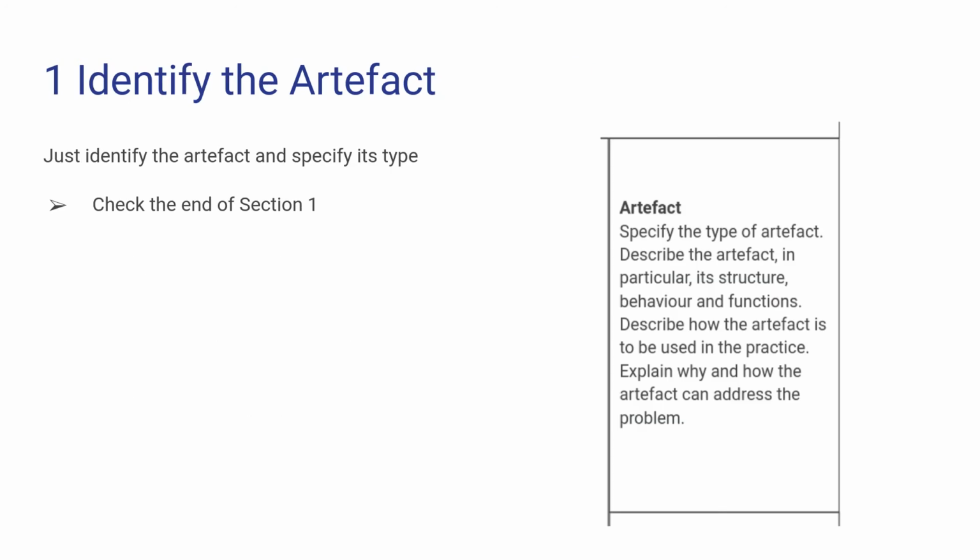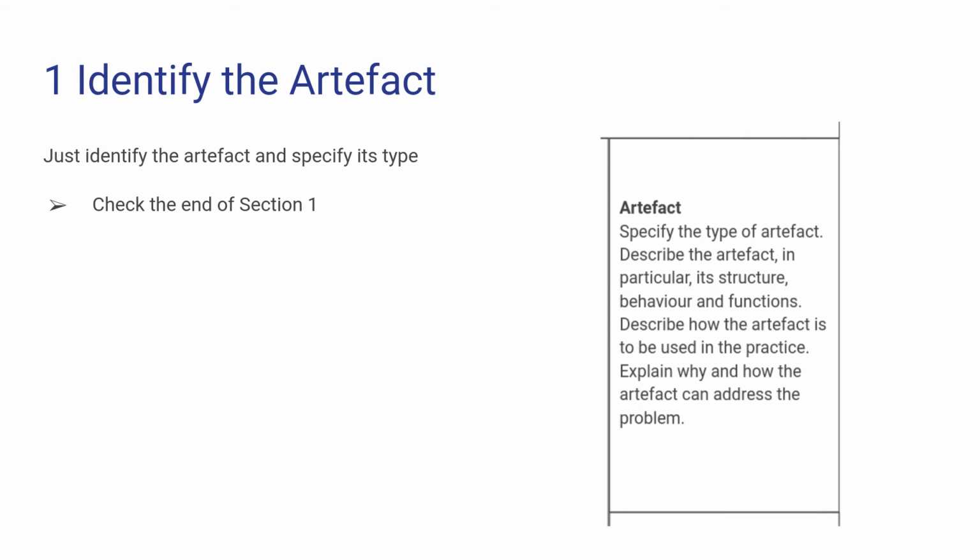The first step is about identifying the artifact. It is very simple. I mean, it is a design science paper. It's about designing or evaluating some artifact. So there must be some artifact that the paper is about. So the very first step is just find this artifact and just name it and specify its type. Don't go into the details.